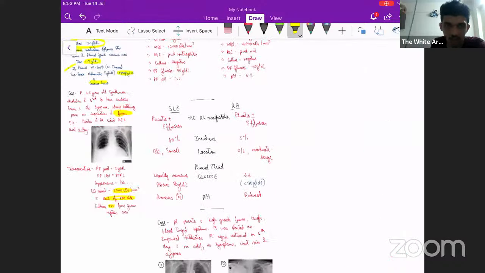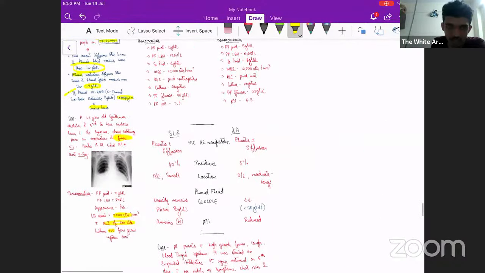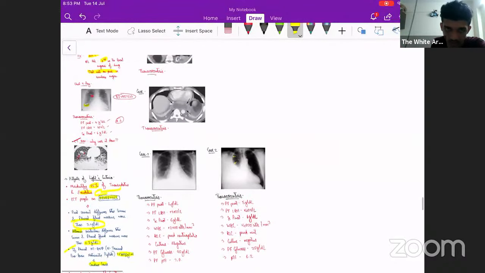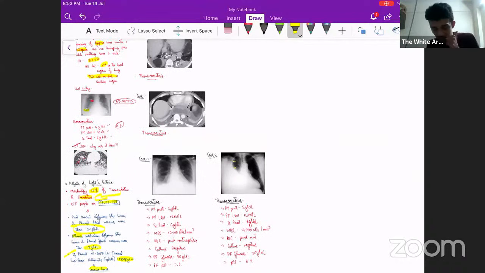So these were the three main causes. One is nephrotic syndrome, which was our today's case. One is congestive cardiac failure. Second one is ascites. So this is how we approach a case of transudative pleural effusion.